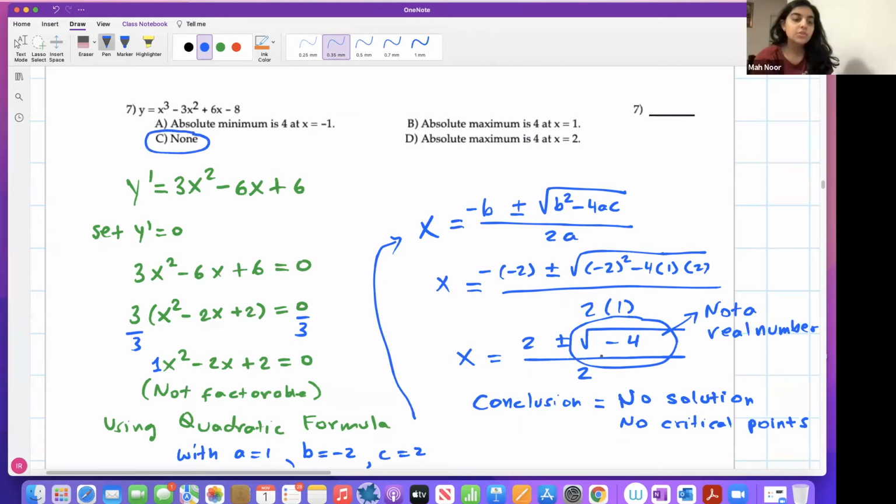Professor, can you show this graph on the decimals? Oh, the graph? Absolutely, yes.